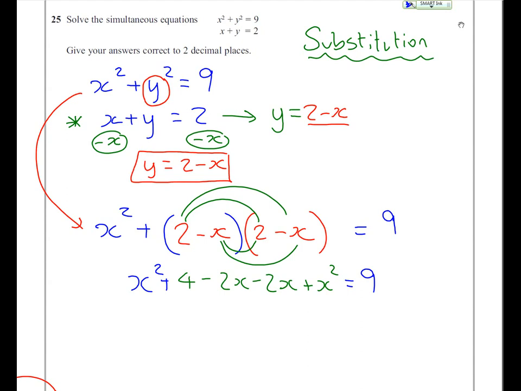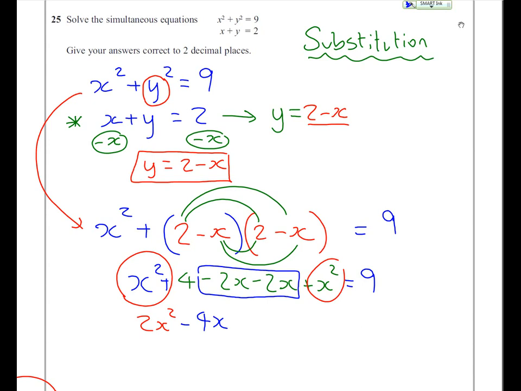Now we simplify, we collect like terms. We've got x squared and x squared, so we can put 2x squared. We've got minus 2x minus 2x, which we can put minus 4x. And we've got 4 on its own, which we'll deal with in a second, equals 9.